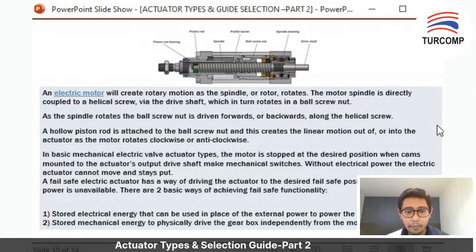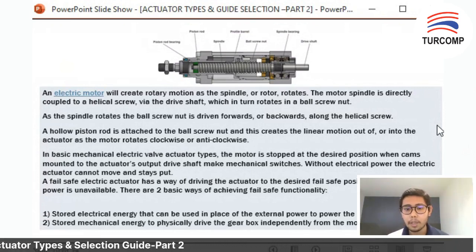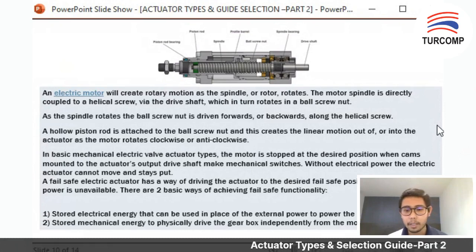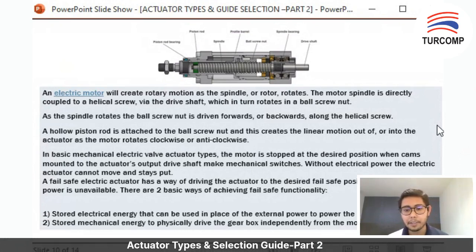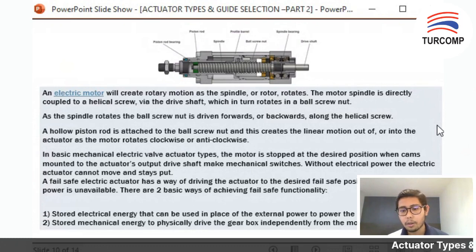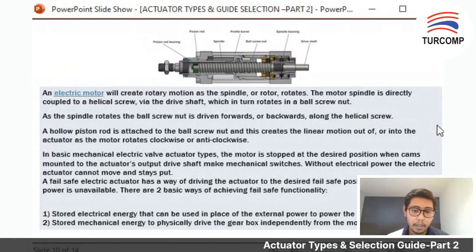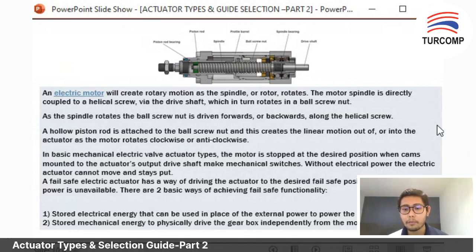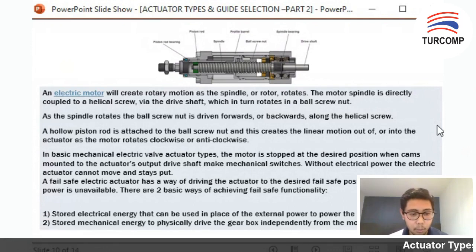So see, a fail-safe electric actuator has a way of driving the actuator to the desired fail-safe position when external power is unavailable. There are two basic ways of achieving fail-safe functionality. Number one, store electrical energy that can be used in place of the external power to power the motor. And number two, store mechanical energy to physically drive the gearbox independently from the motor. So depending on the application, we can use either of these two ways to achieve our fail-safe mode.